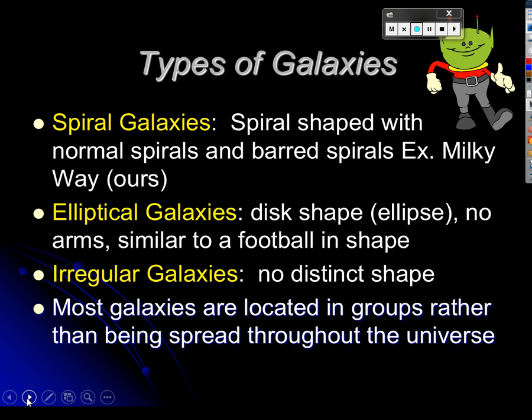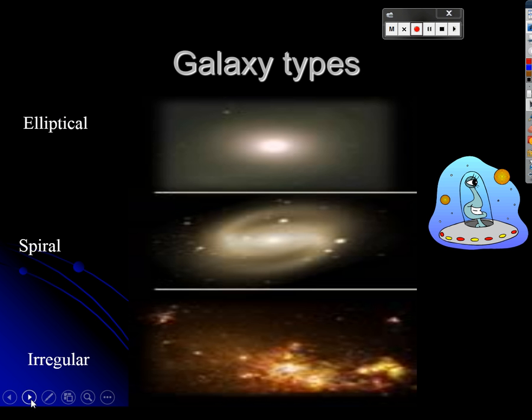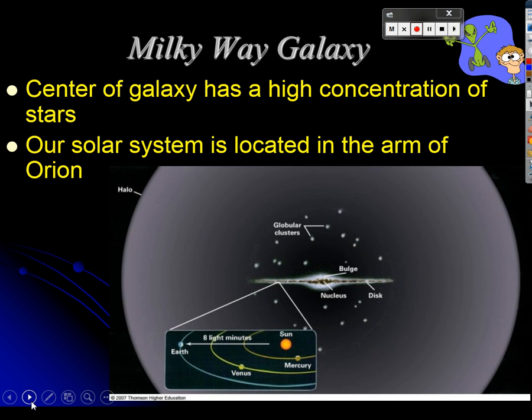Most galaxies are located in groups rather than being spread throughout the universe. So think of them kind of clumped together with a lot of space in between. And all you need is the names of the galaxy and their shape. That's it. This is a picture of them. An elliptical, you can see from here, is sort of football shaped. A spiral spirals outward clockwise. And the irregular galaxy is irregular. It really has no shape.